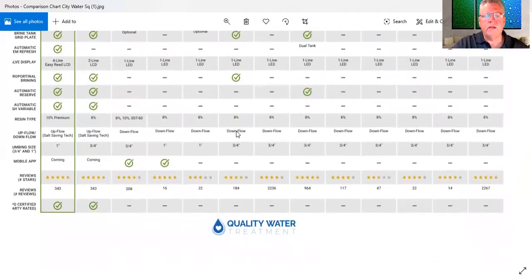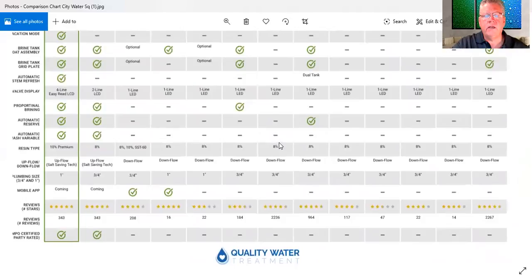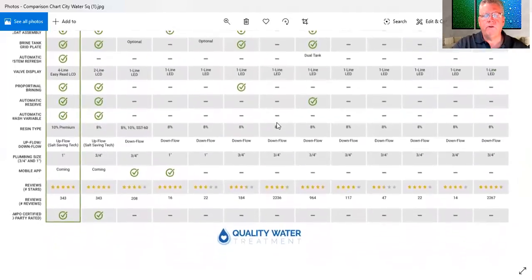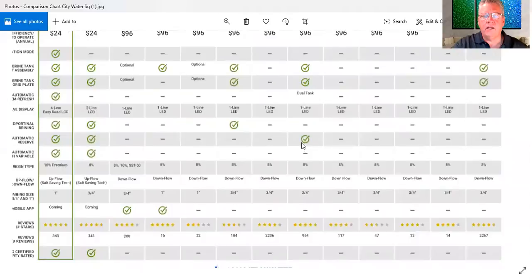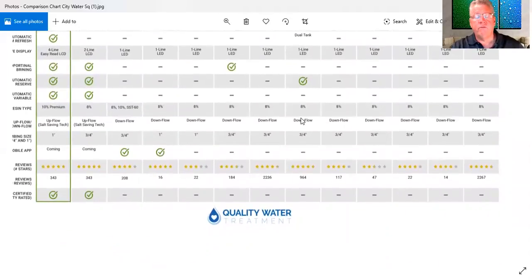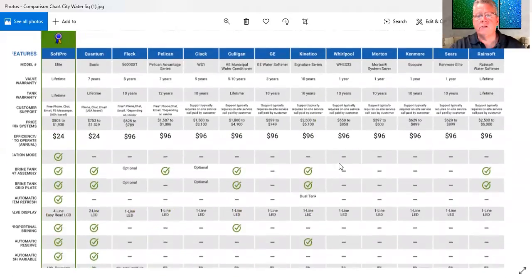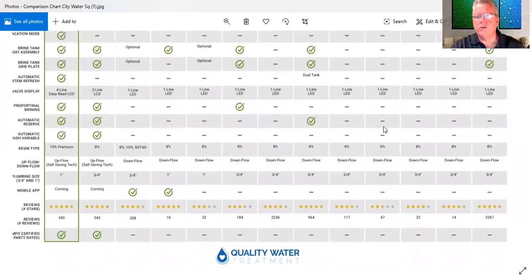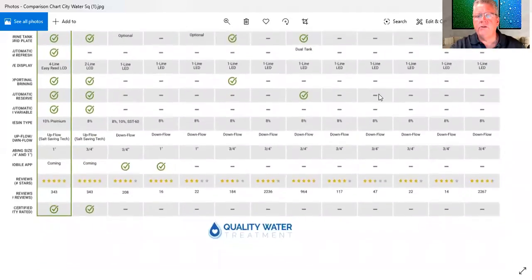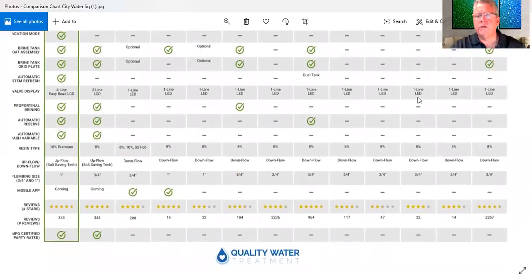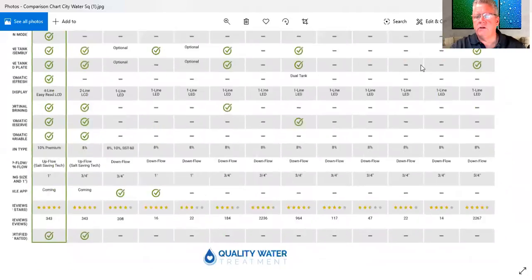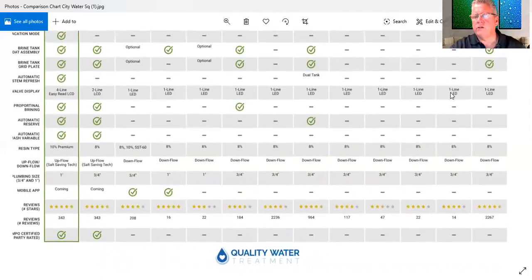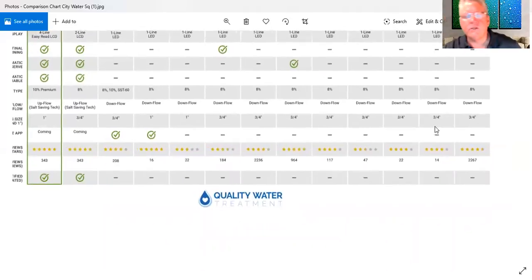Culligan has 184 with 3.5 stars. And the General Electric has quite a few reviews. It's 2,236 reviews, 4 stars. And Kinetico has 964 reviews with 5 stars. It looks like Whirlpool has 117 with 4 stars. And Morton, not too good. 47 reviews, only 2.5 stars. Kenmore, 22 with 4 stars. Sears has 14 reviews with 3 stars. And Rainsoft has 2,260 reviews with, it looks to be, 4.5 stars on that.